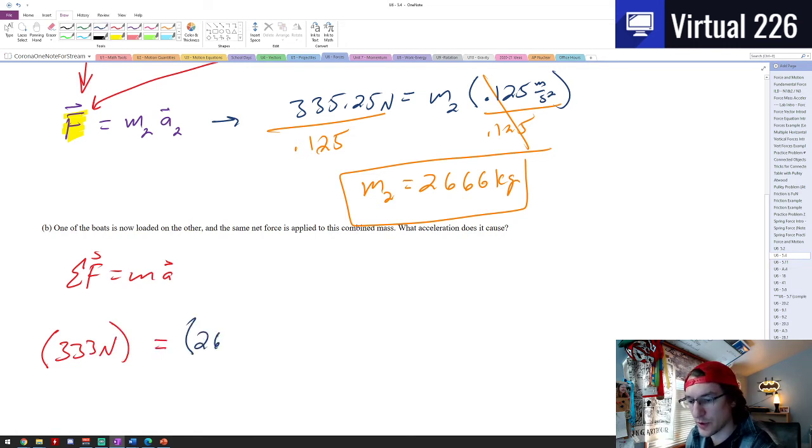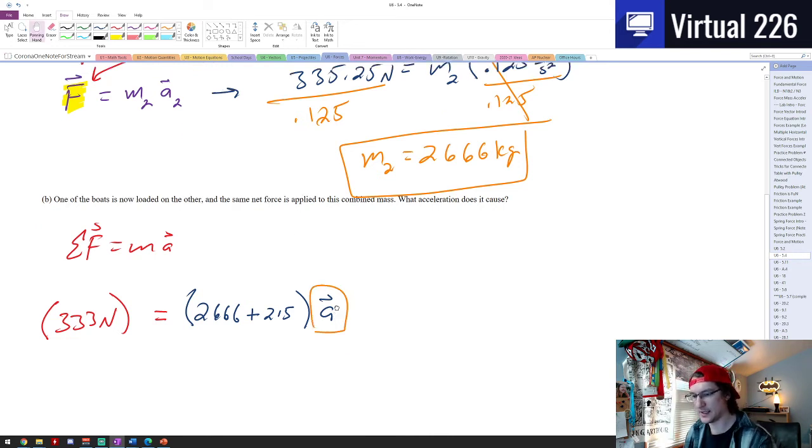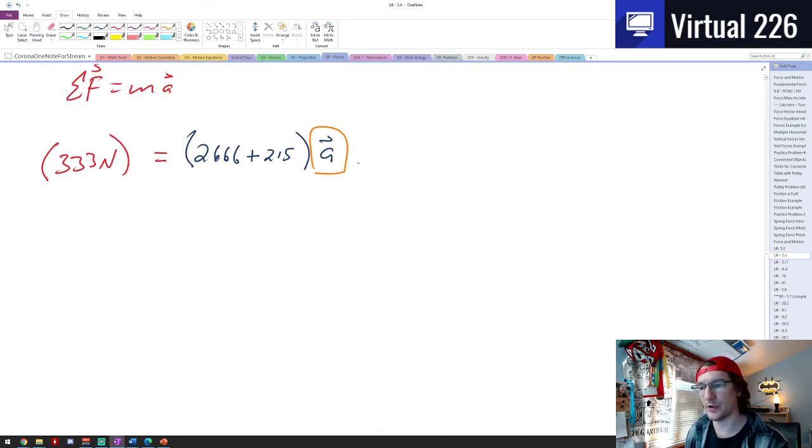So it's going to equal the 2,666 plus the mass of the first boat, which was just 215 kilograms. And then we're solving for a new acceleration here, the acceleration at the end of that. So if we do this, we can pretty much see how the math is going to go. We're going to have 333 equals whatever the addition of that is. So 2666 plus 215 is 2881 times the acceleration. We'll just divide by 2881 on each side.